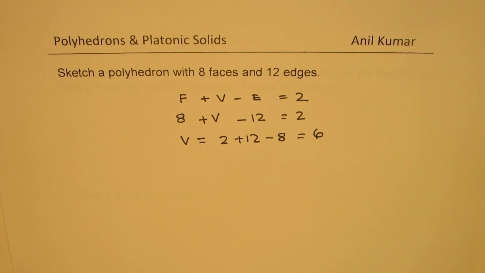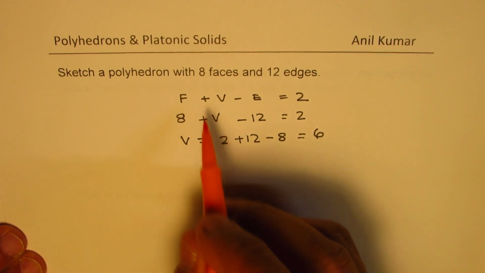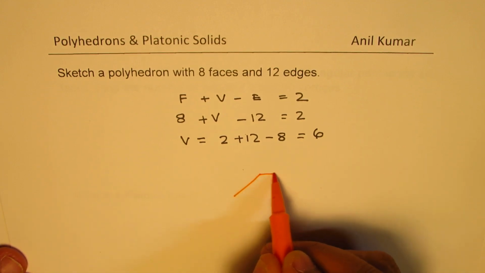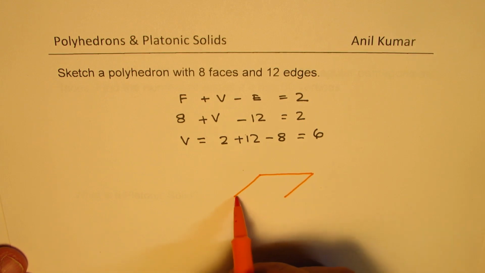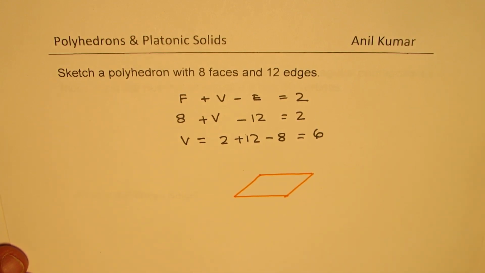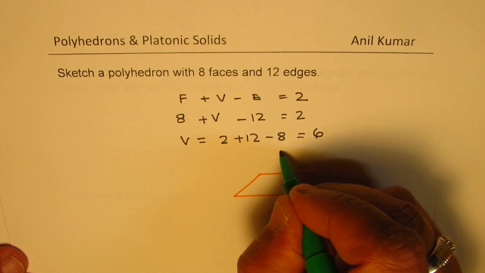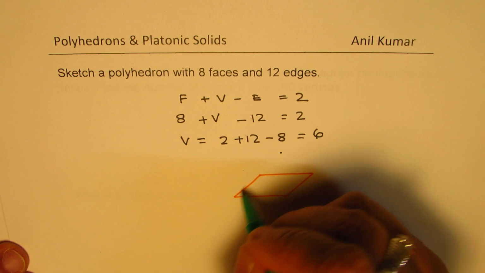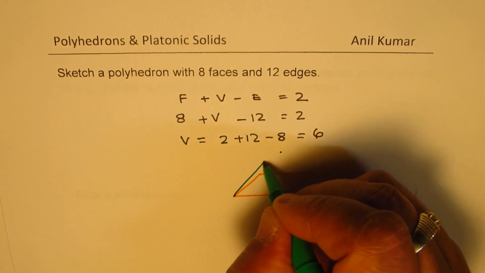Now, with 6 vertices, you have to sketch a polyhedron which has 8 faces. How will you do that? I'd like you to pause the video and figure it out. So the solution is something like this. Well, we have 6 vertices. So let's say these are my 4, which I am drawing like this. And then we have one on the top and one at the bottom.